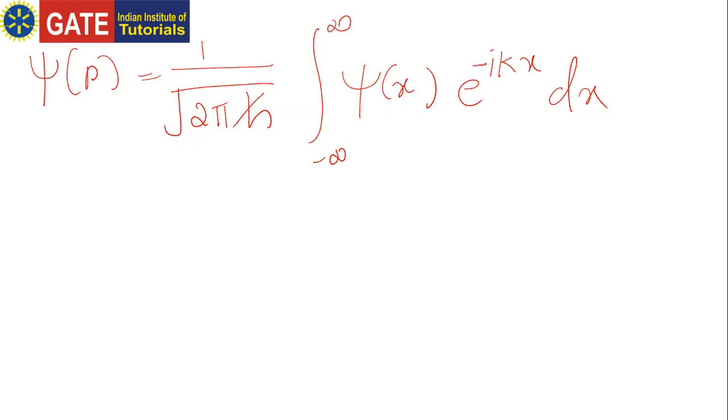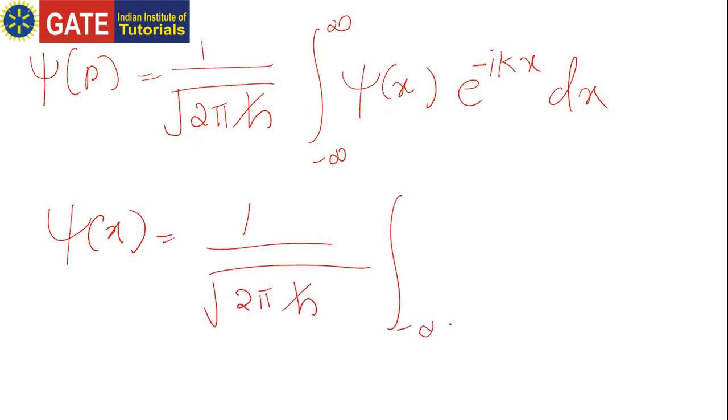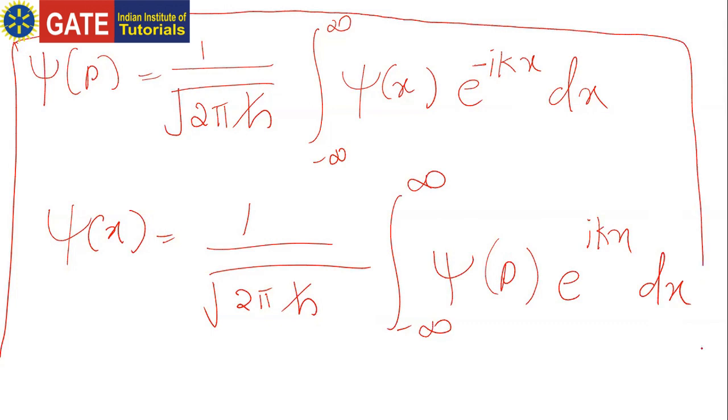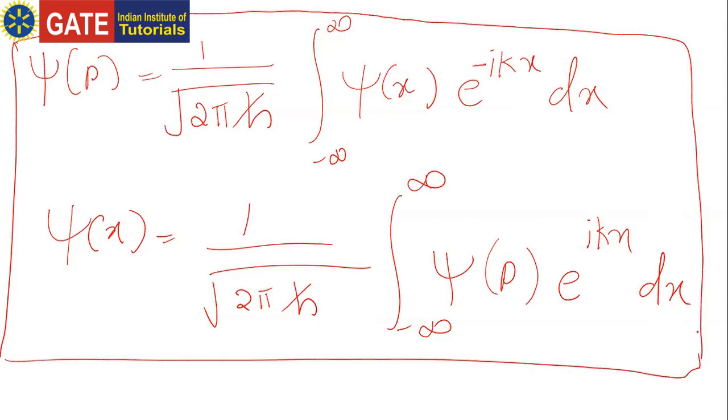What is the inverse transform? Psi of x equal to 1 by under root 2 pi h cross, integral minus infinity to plus infinity, psi of p e power I kx dx. Remember these two equations, very important for your CSIR examination. You will get transformation from momentum space to position space.